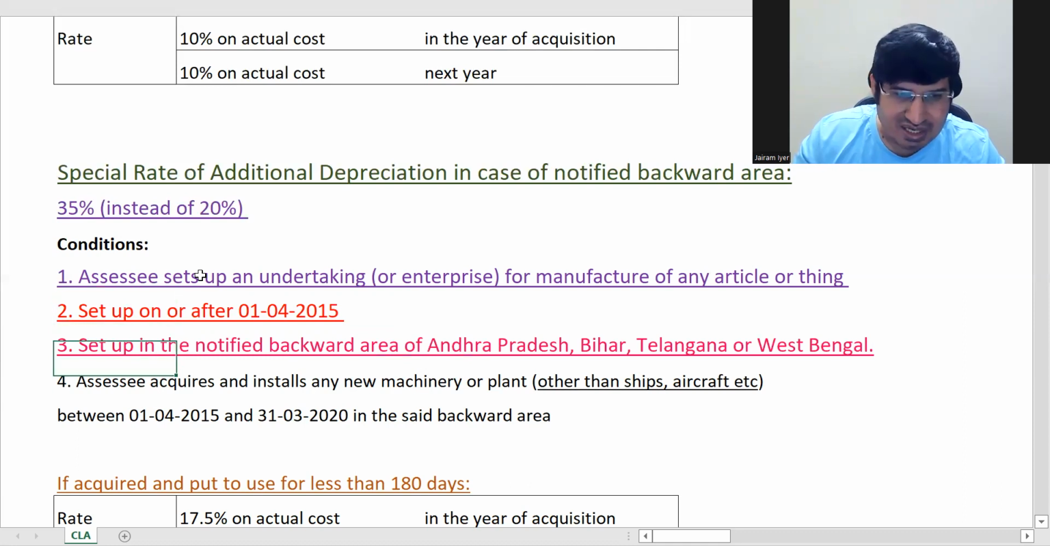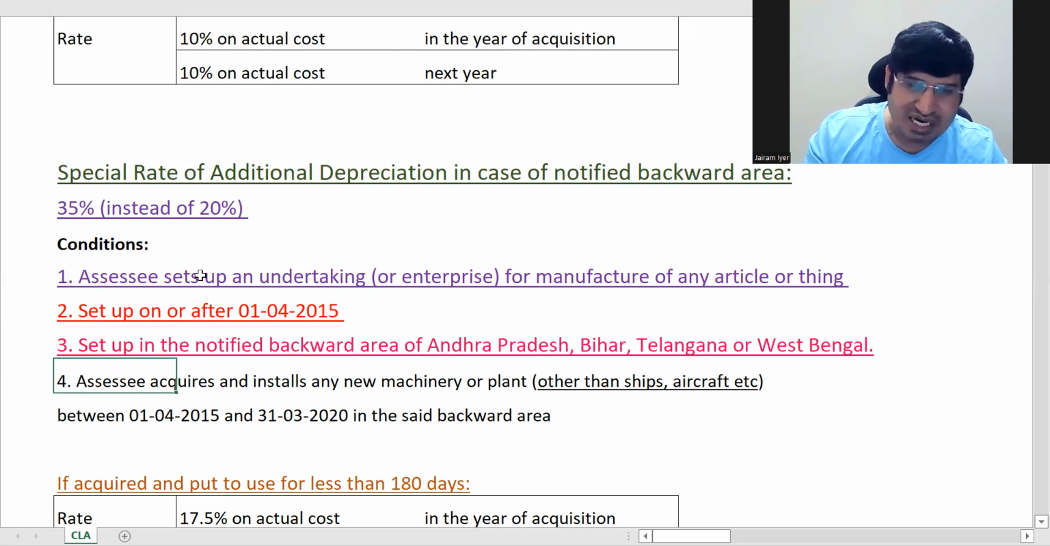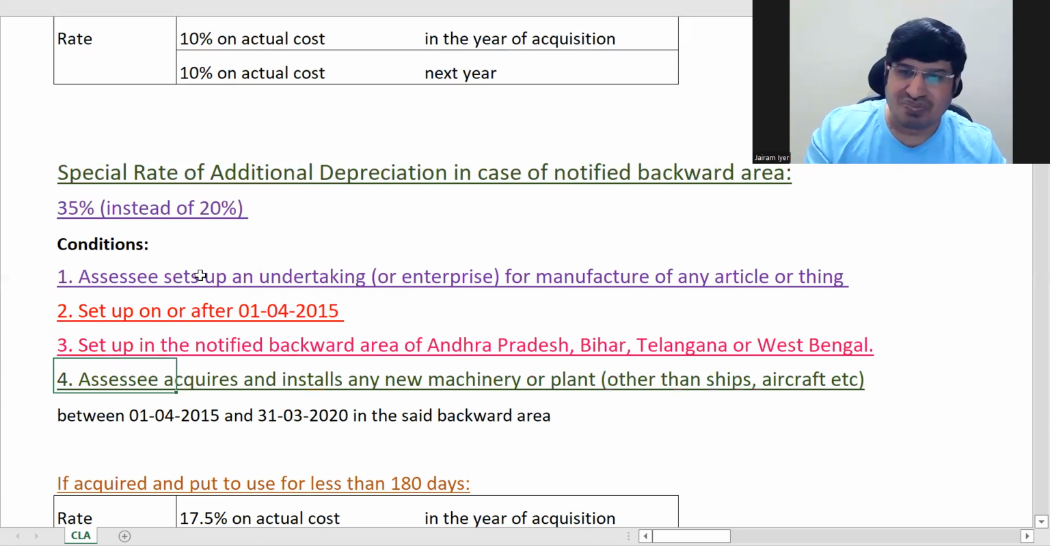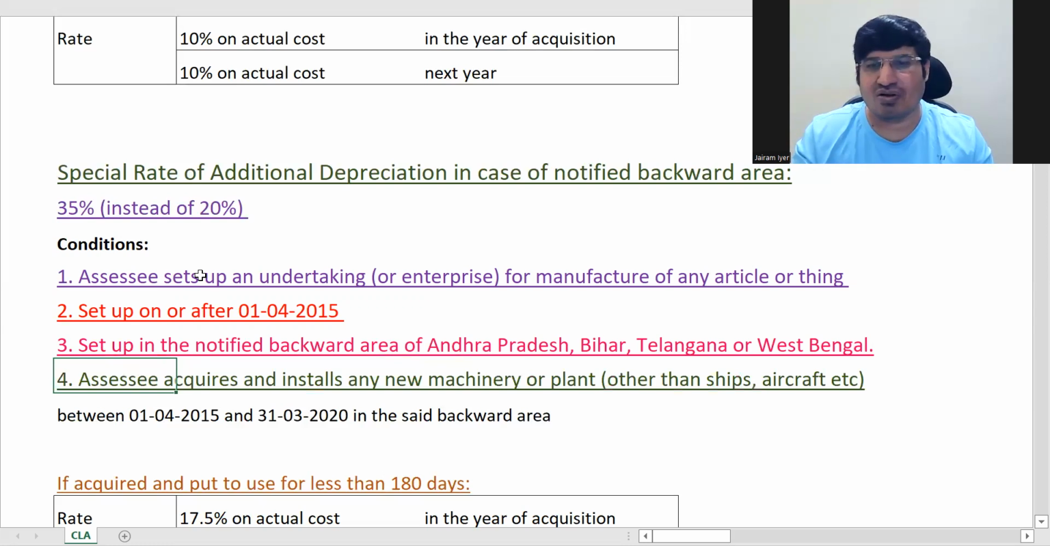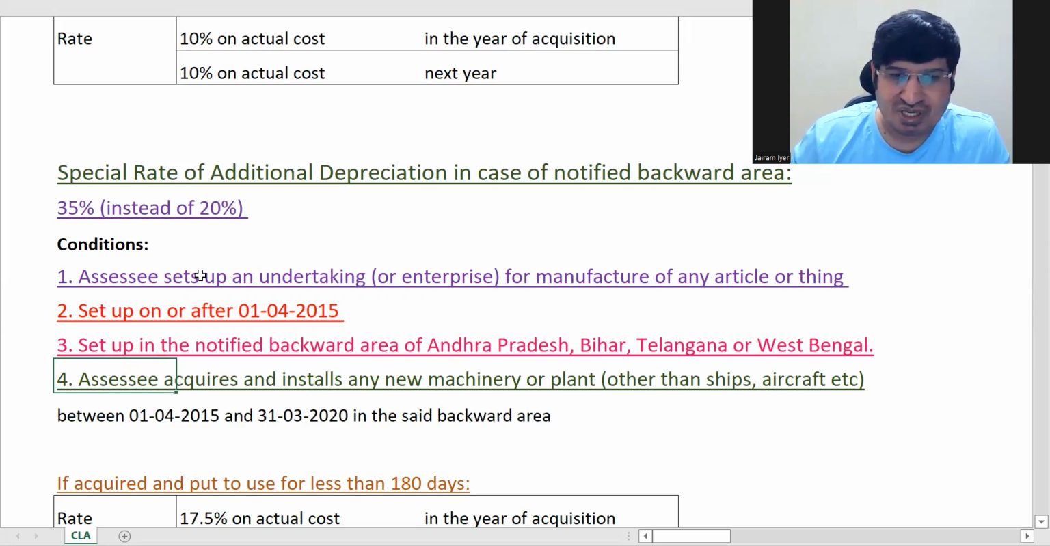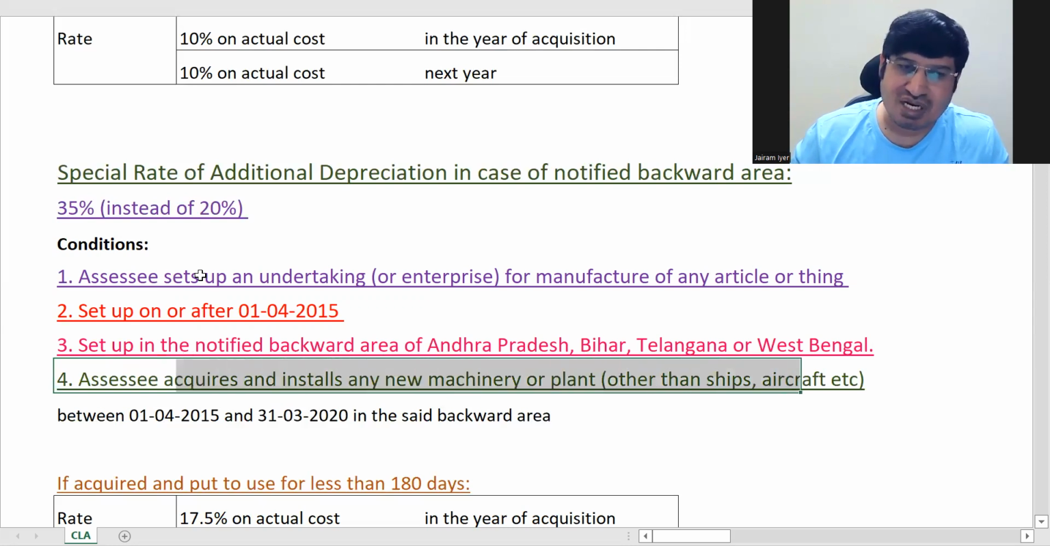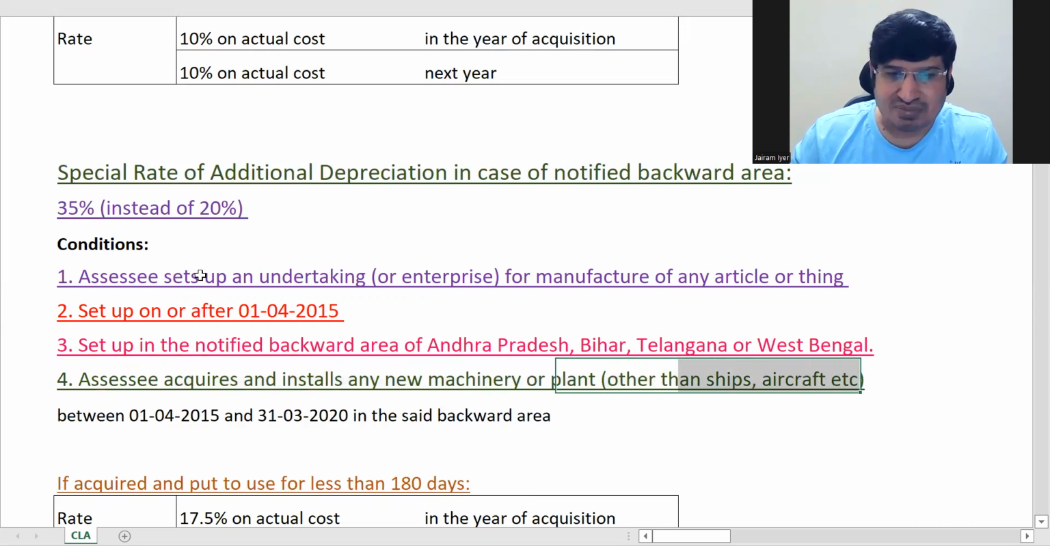Right. So this is one. And then last point is this, again, those 5 assets. That is there here also, exception. For that, you will not get additional depreciation. Ships, aircraft, road transport vehicle. All those 5 things. Guest house and all that. Office appliances. All those 5 things which we saw here, that is applicable here also. Other than ships and aircraft, all that.